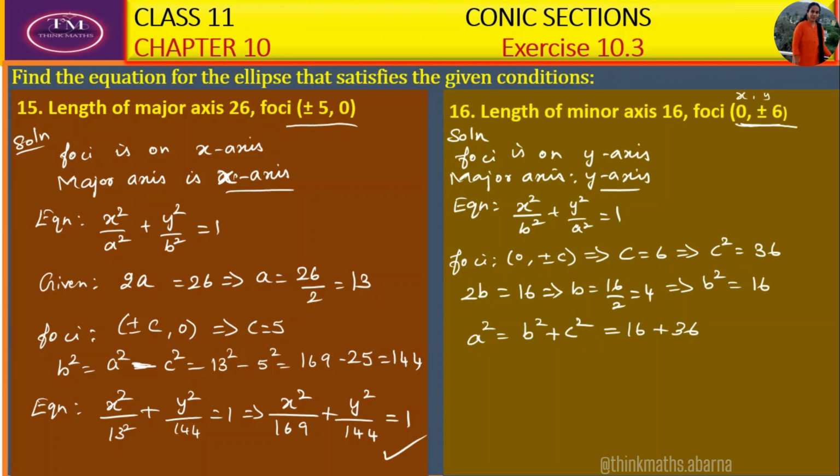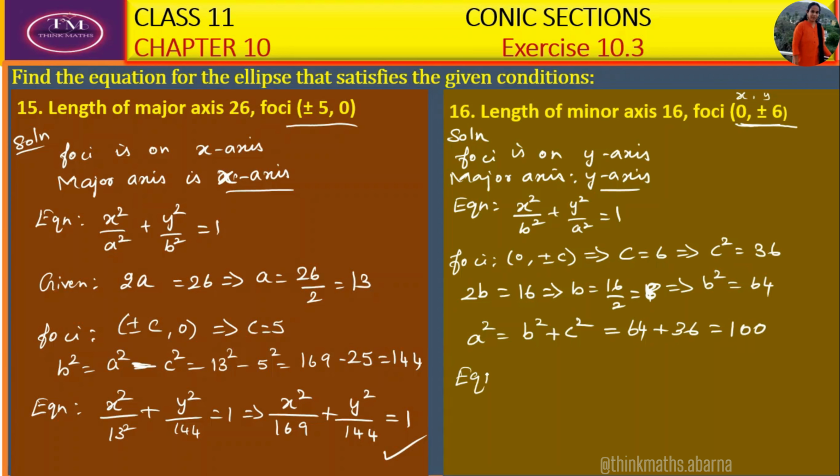I'm sorry, I made some mistake. 16 by 2 is 8. So b square will be 64. Okay. So 64 plus 36 is 100. So a square is 100.